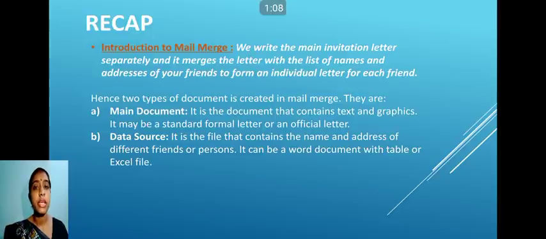So what we have seen is that two documents are created. Hence two types of document are created in mail merge. They are, first one, main document, second one, data source. What is a main document? It is the document that contains text and graphics. It may be a standard formal letter or an official letter.